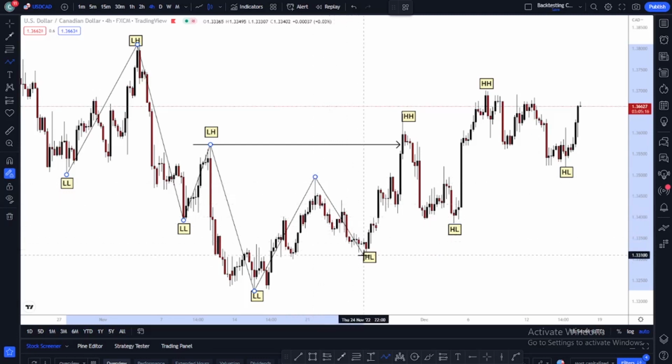So after it creates this new lower high, what did price do? Came back down to create a new higher low. Why is this a higher low? Because this low is higher than this low right here.